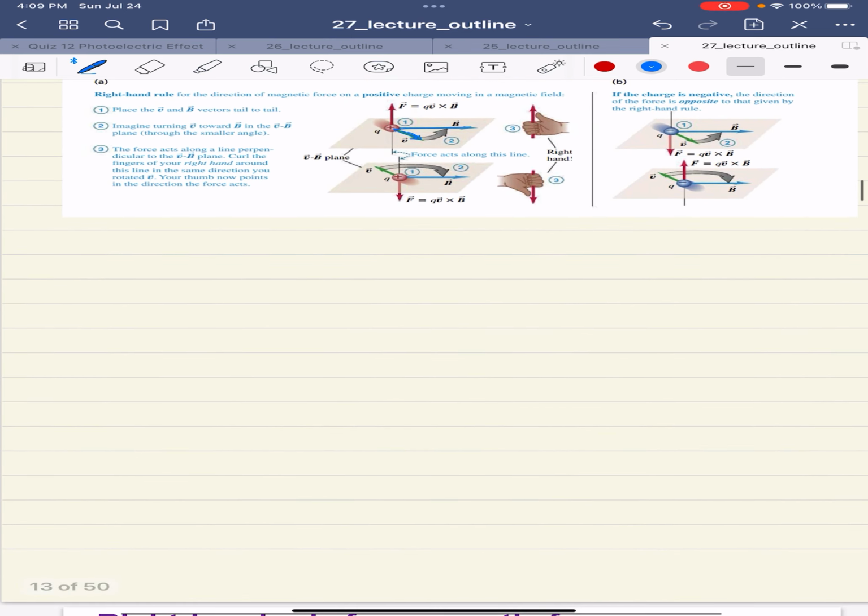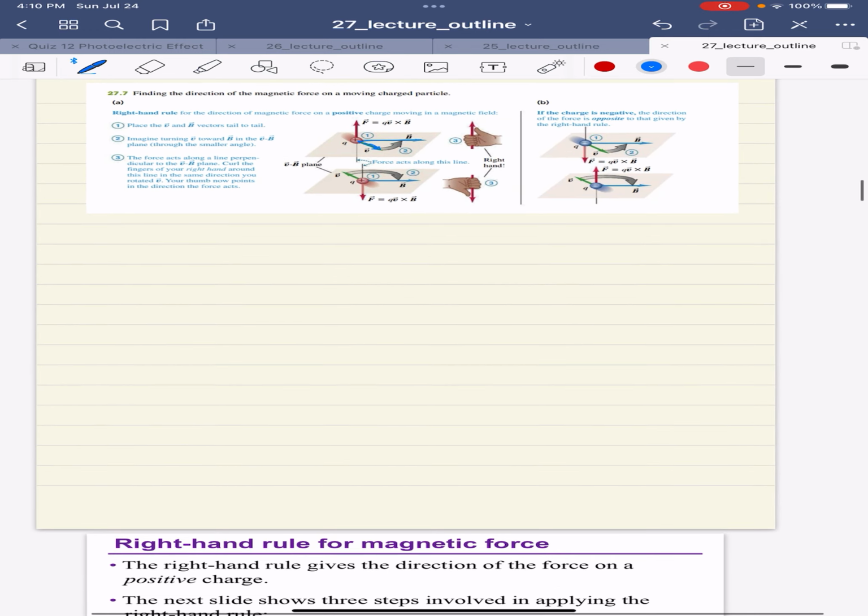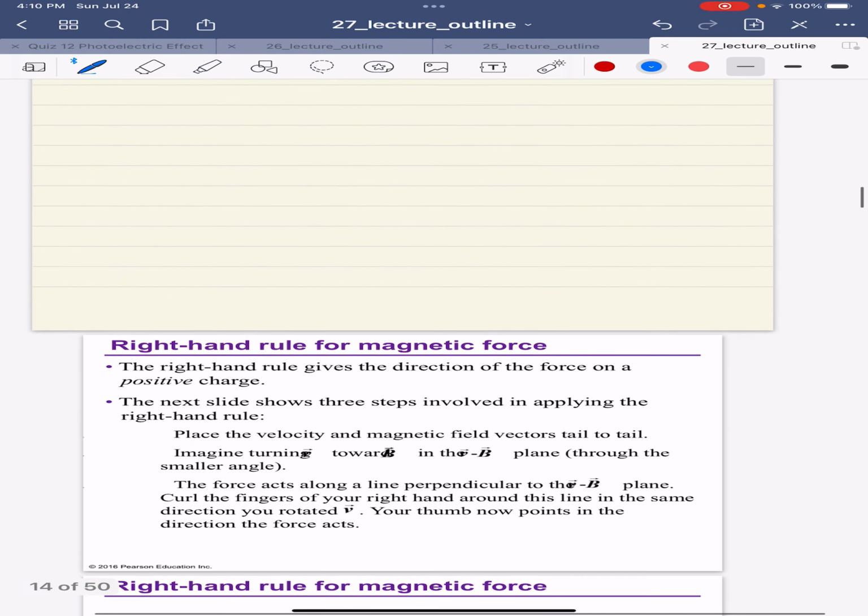This is a very important idea, because we're going to do it again. We're going to use it so many times, and this is going to make you able to calculate the vectors whenever you are working with this topic.